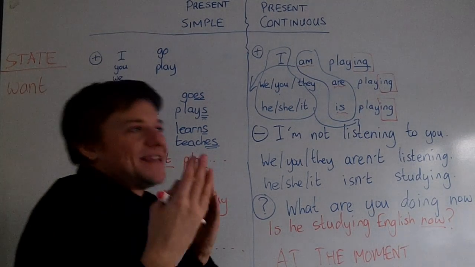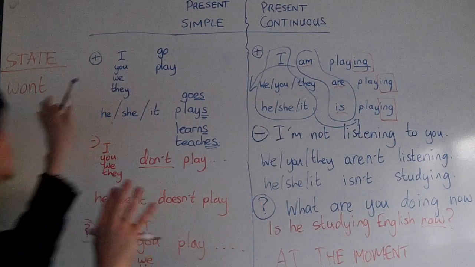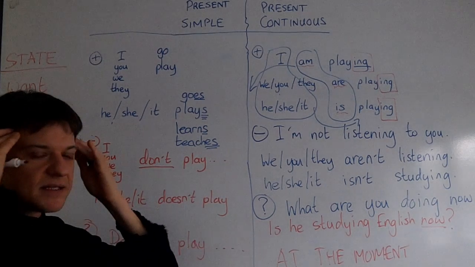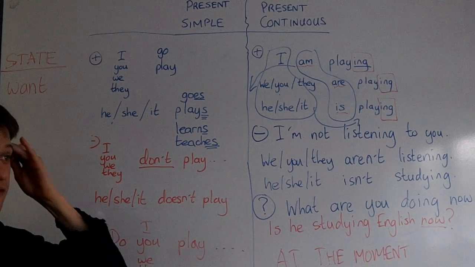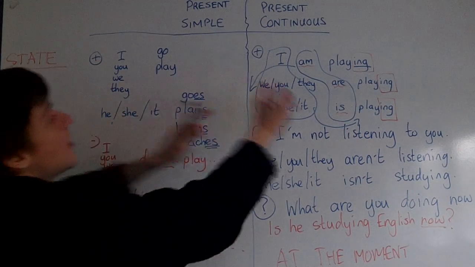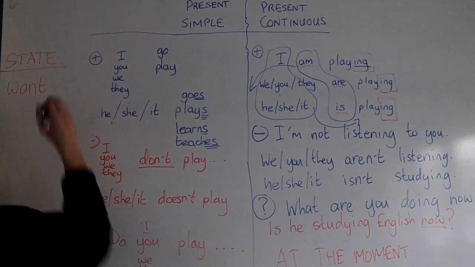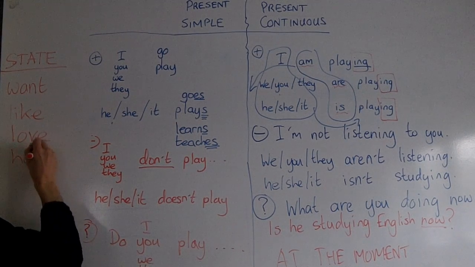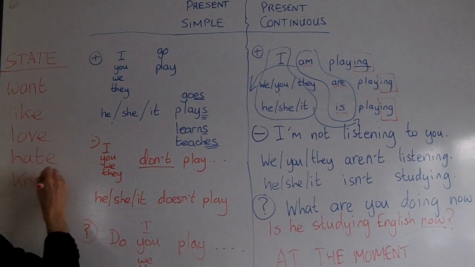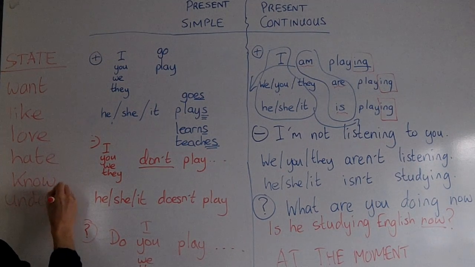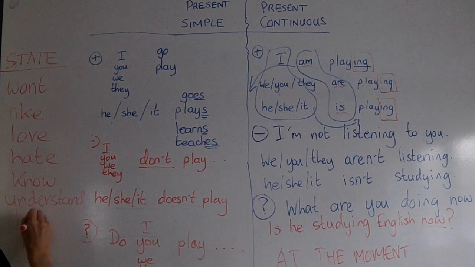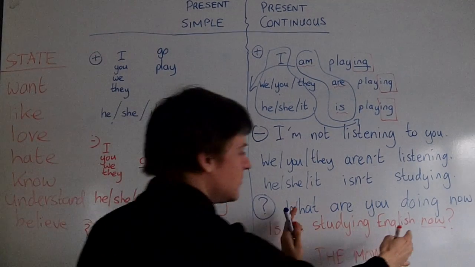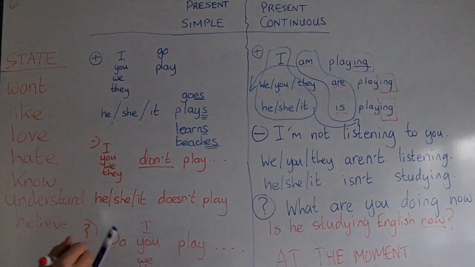It's happening now, you want it now, but don't use it in continuous. I want a cup of tea. It's a state verb. It describes your mental state. If you understand that, it describes a state of mind, and so it can't be used in continuous. It must be simple. Want, like, love, hate, know, understand, believe, all of these words describe your mind. They describe what you are thinking, and so we don't use them in continuous, we just use them in simple.